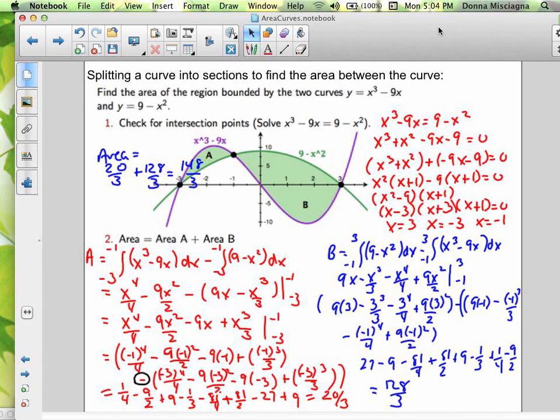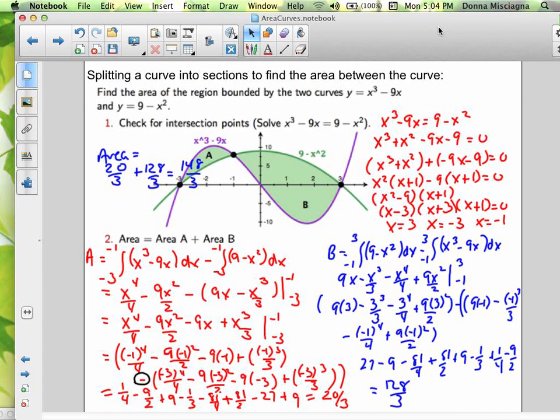So notice we have two parts, A and B. For part A, x cubed minus 9x is the top curve, and 9 minus x squared is the bottom curve. And for part B, they switch. All right, so you just have to make sure you set it up right, top minus bottom, whoever's on the top, whoever's on the bottom.